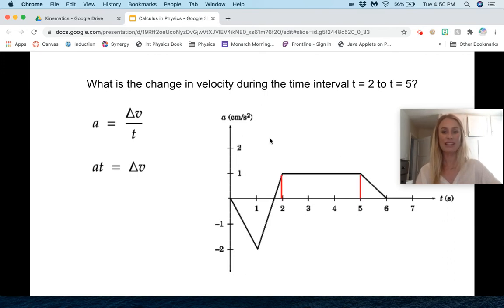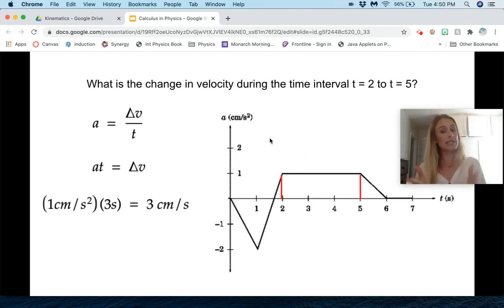Again, drawing my lines here, 2 to 5 seconds, I could just plug in my acceleration because it is constant, and then multiply by time. So I get 1 centimeter per second squared times 3 seconds equals 3 centimeters per second. The base here is 3, the height is 1, and it's just a rectangle, so that makes it easy. Notice how this is not the velocity at a certain time. This is your change in velocity during this time interval. Okay, remember that. It's a very important distinction.